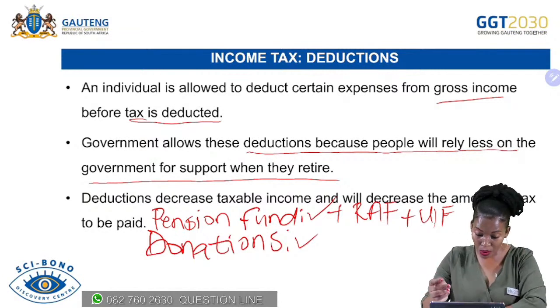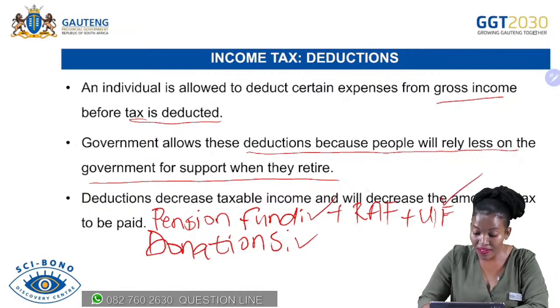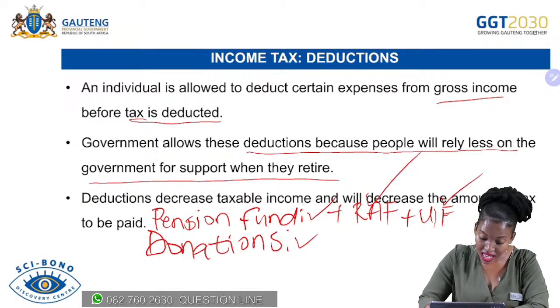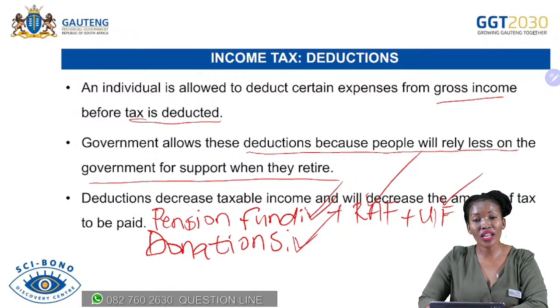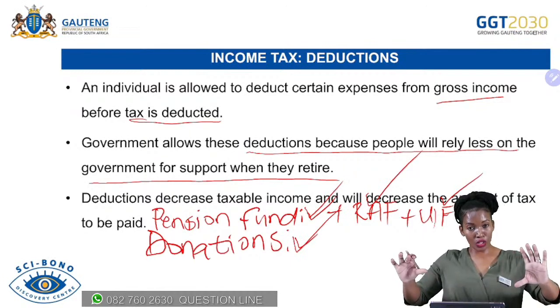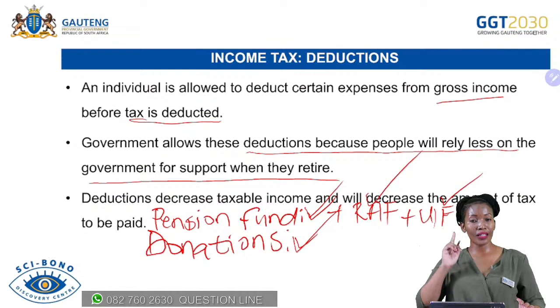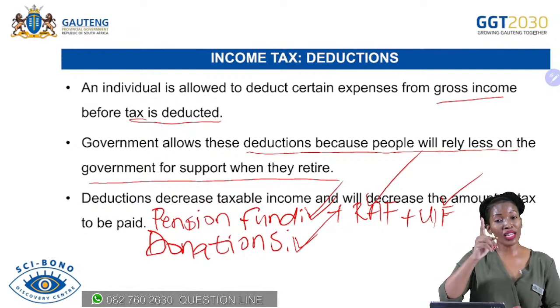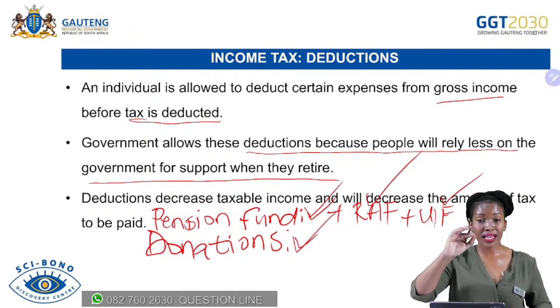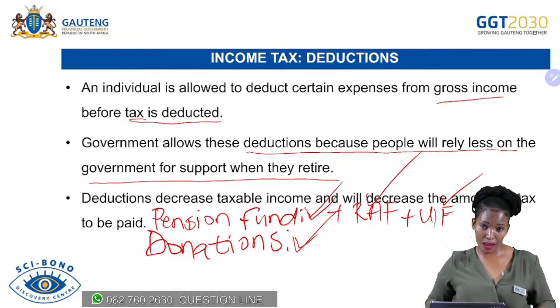That is the reason why we're saying UIF, retirement annuity fund, pension fund, and donations. If we see that in a story, you immediately underline them, because you know that before I calculate my tax, I must first subtract those items.